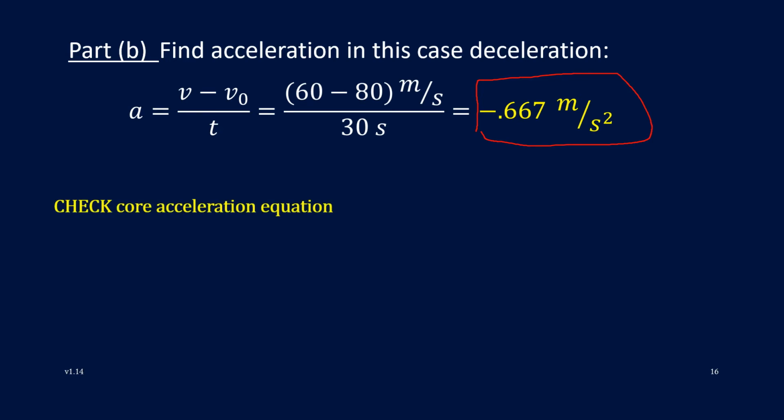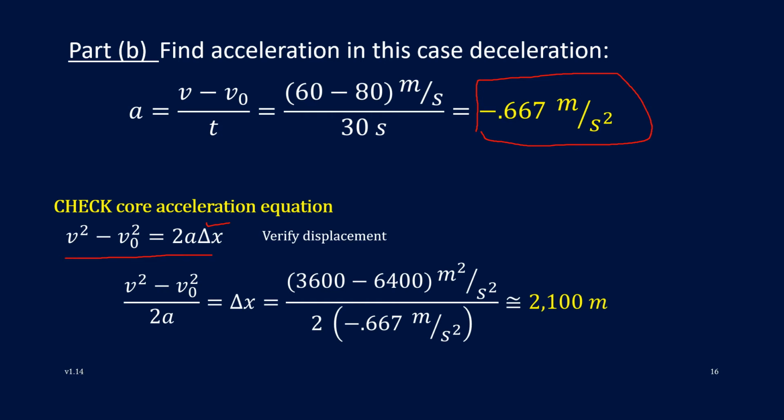So if I wanted to check this core acceleration equation, I can use this equation too. This is a different equation. And if we solve for delta x right here, we should get the same thing. We should get something around 2,100 displacement. So I'm going to solve for x, and this is this part right here. I'm going to plug in the values, and I do get the displacement of 2,100. So that was done two different ways. One, by using average velocity. Two, by using this equation right here, one of the acceleration equations.